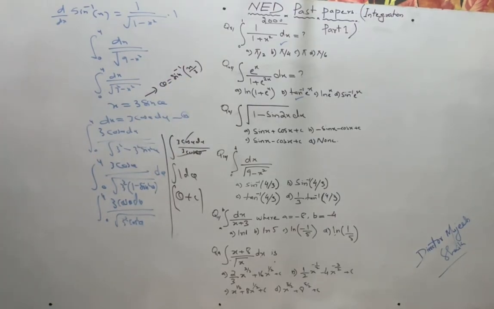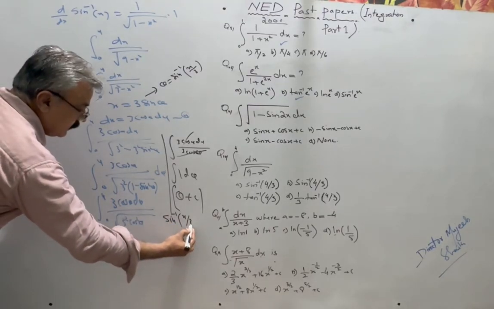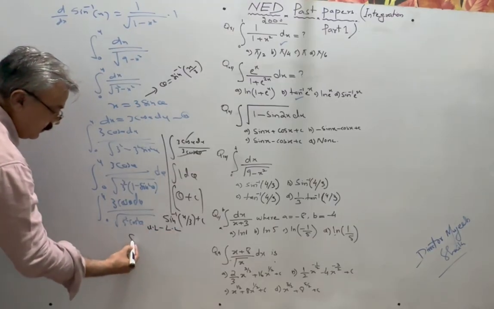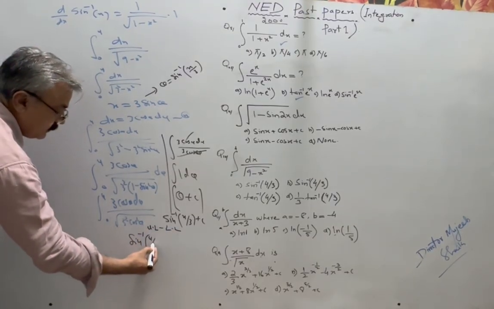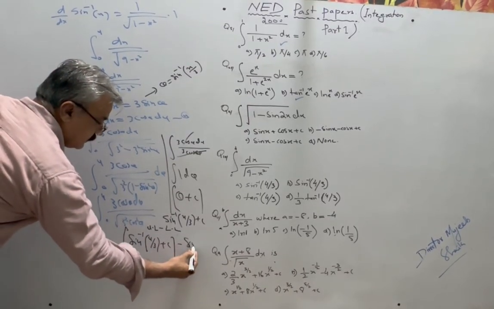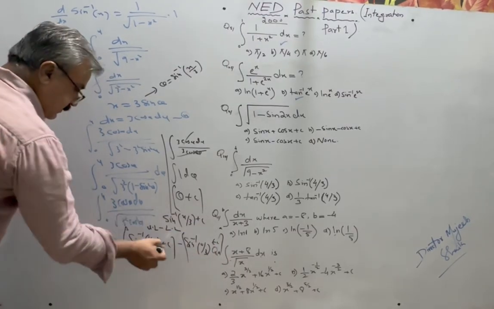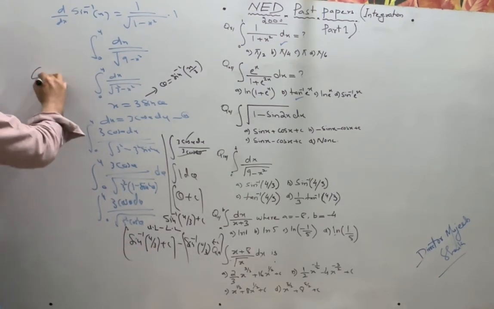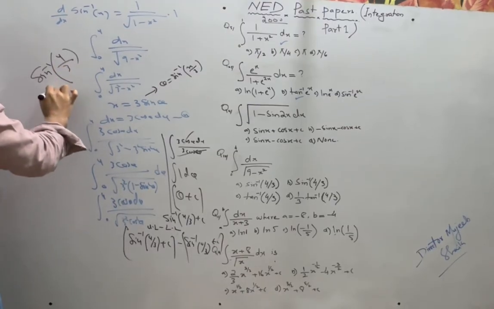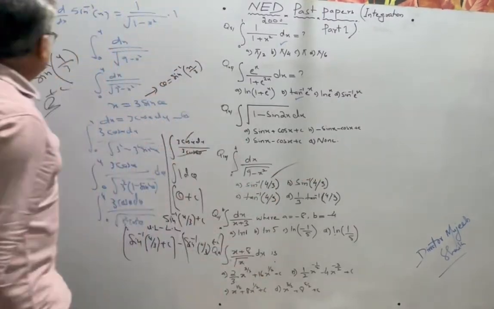Sine inverse of x over 3. Utilize it here: sine inverse of x over 3 plus c. Putting upper limit minus lower limit, we have sine inverse 4 over 3 plus c minus sine inverse 0 over 3 plus c. Sine 0 is 0, c cancelled out. We are left with sine inverse of 4 upon 3 plus c. Sine inverse of 4 upon 3 is our answer.